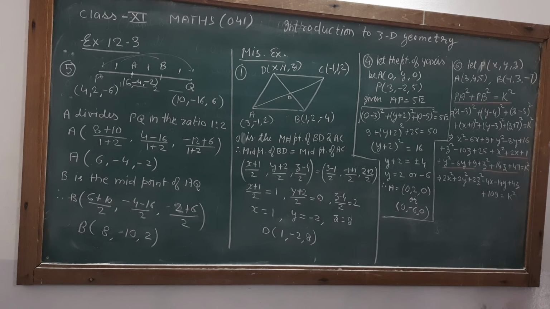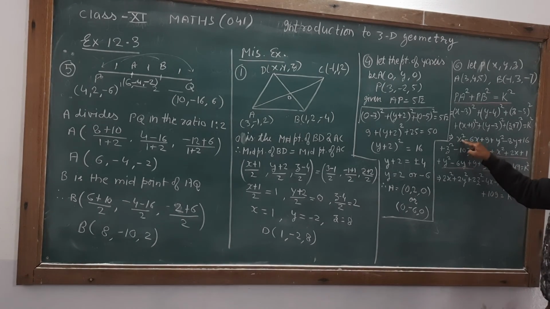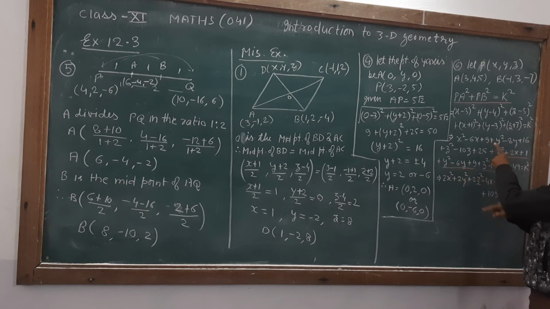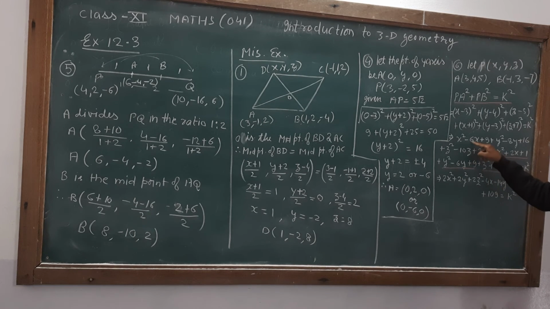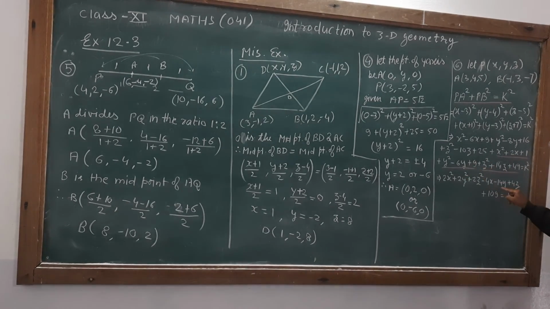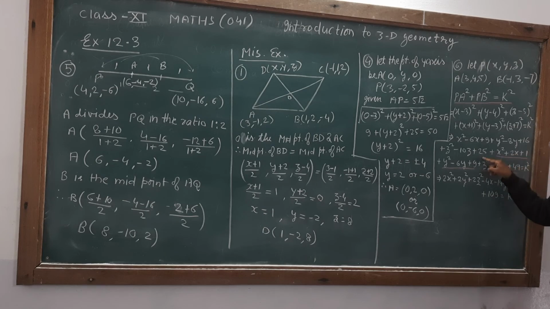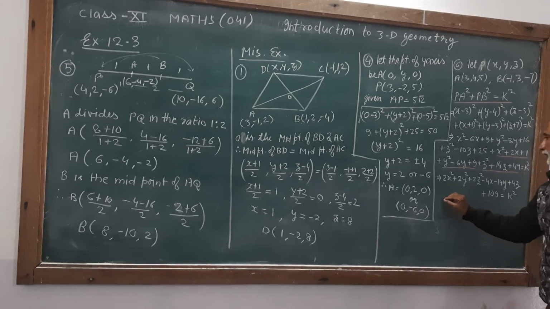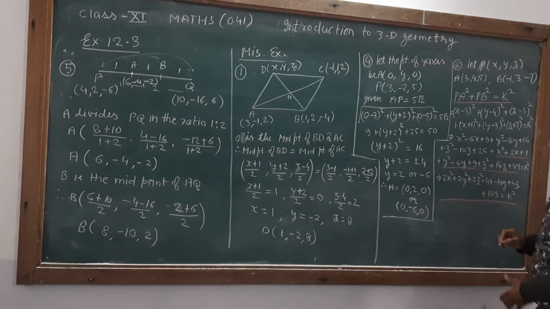Now add or subtract the like terms. x² + x² is 2x², y² + y² is 2y², z² + z² is 2z². Similarly, the terms containing x: -6x + 2x is -4x, -8y - 6y is -14y, and -10z + 14z is +4z. The constants 9 + 16 + 25 + 1 + 9 + 49 give 109, equals k². So this is the final equation.